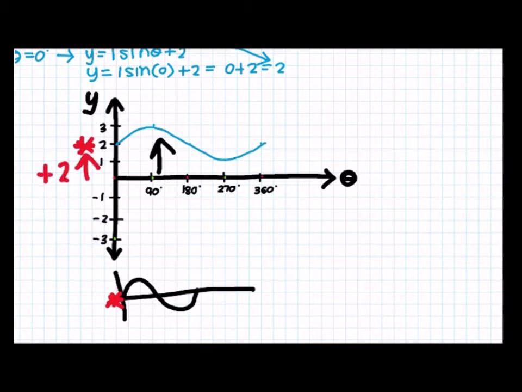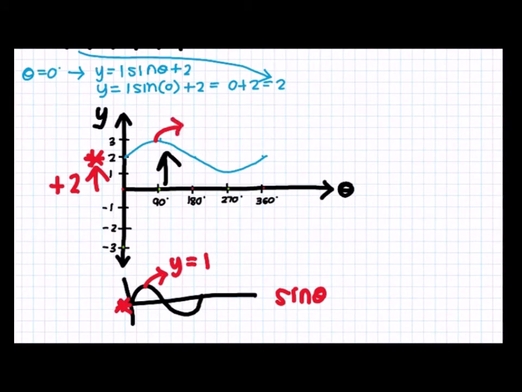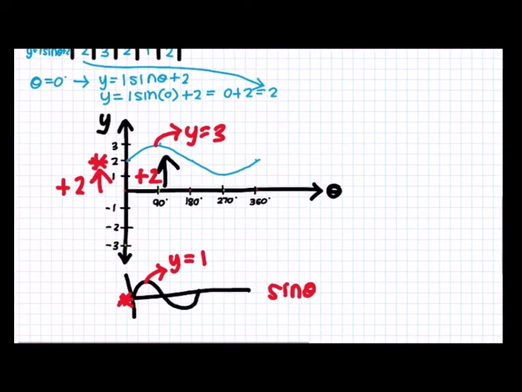The same for the maximum point. So the maximum point here on the normal sine theta, we've got y equals 1. Here the maximum has shifted to y equals 3. So it's also again an increase of plus 2. Okay.